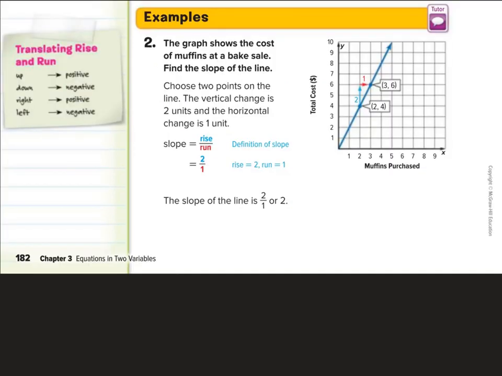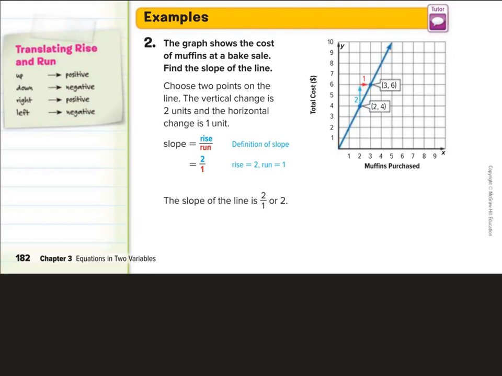Example 2 says, the graph shows the cost of muffins at a bake sale. It says find the slope of the line. So choose the 2 points on the line. The vertical change is 2 units and the horizontal change is 1 unit. So slope is rise over run. That's how I'm going to define slope.